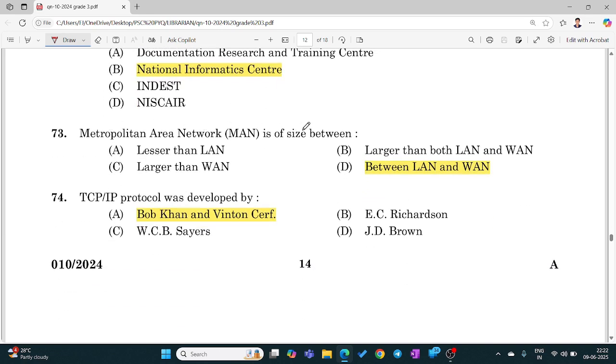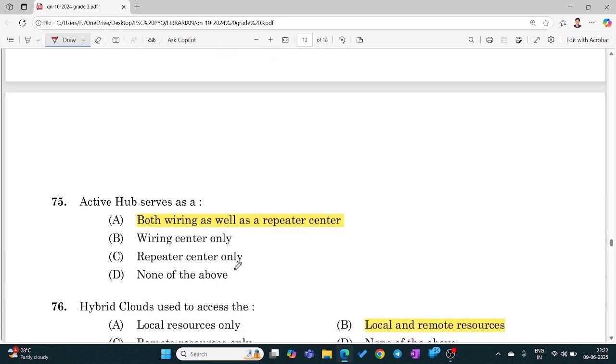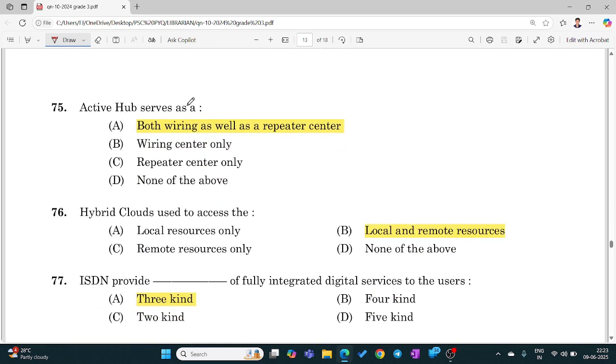Metropolitan Area Network is a size between LAN and WAN. TCP/IP protocol was developed by Bob Kahn and Vint Cerf. Active hub serves as both a wiring as well as a repeater center. Hybrid clouds are used to access local and remote resources.